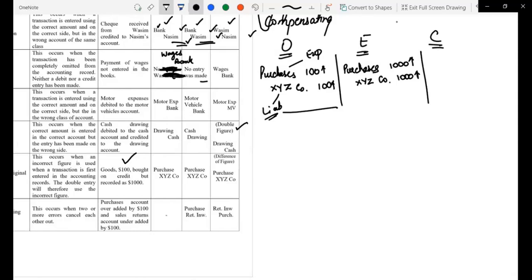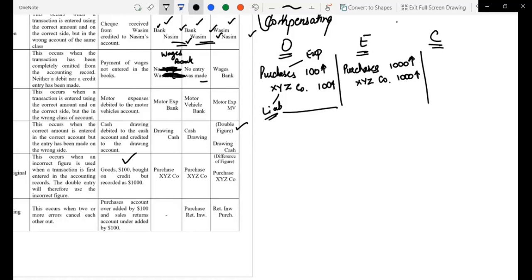Beta, here we will have to write the difference figure. The difference of figure. How can we write the difference of figures? Beta, we will have to see whether by error the amount has increased. If it has increased, we will have to decrease it. If it has decreased, we will have to increase it. In this situation, beta, the amount has been increased. How? Beta, the original entry was supposed to be 100. We wrote 1,000. So that means to say that purchases was supposed to be increased by 100.